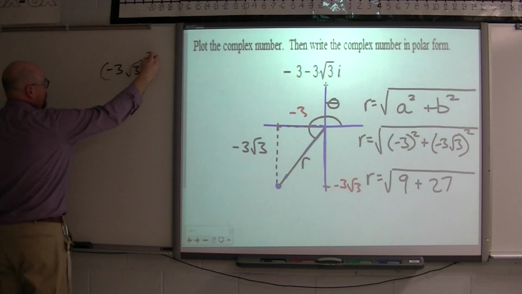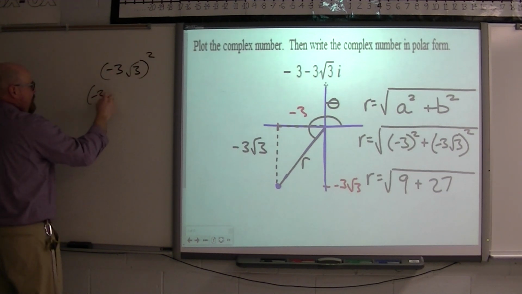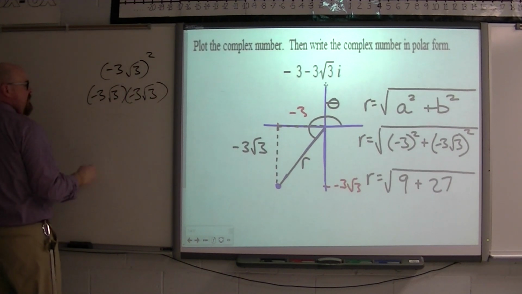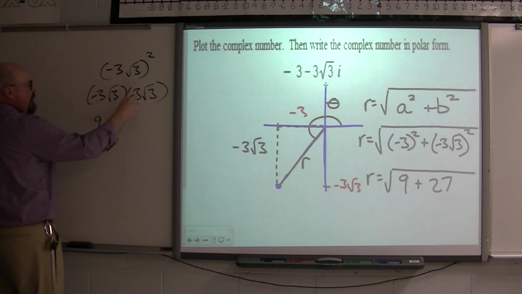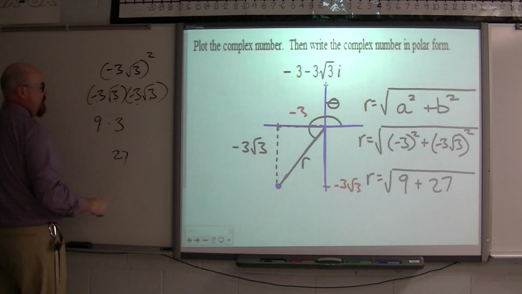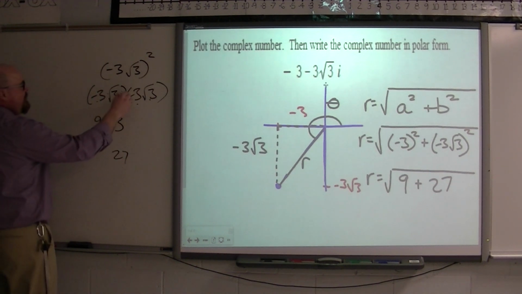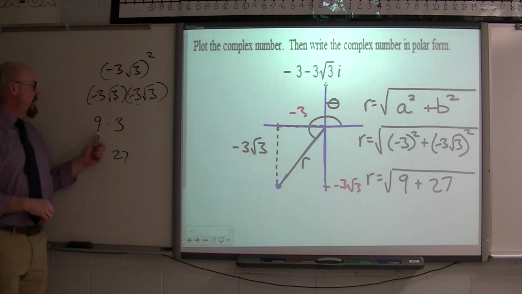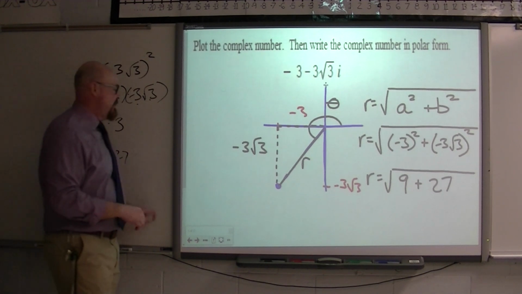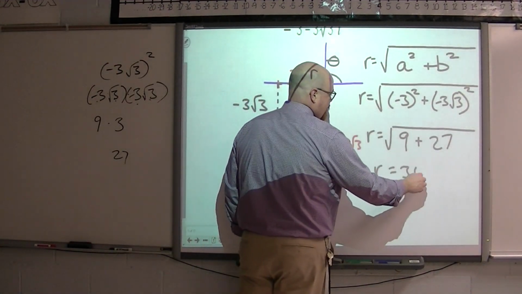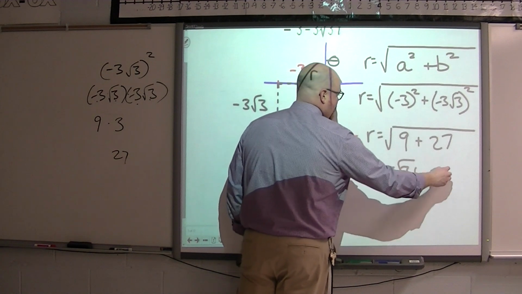-3 radical 3 squared is -3 radical 3 times -3 radical 3, which is -3 times -3 is 9. Radical 3 times radical 3 is 3, which is 27. I'm not distributing, I'm just taking these numbers and multiplying them. Okay, that's a commutative property. So we have 9 times 3, which is 27. So over here for our r value, we get r equals the square root of 36, which is 6.